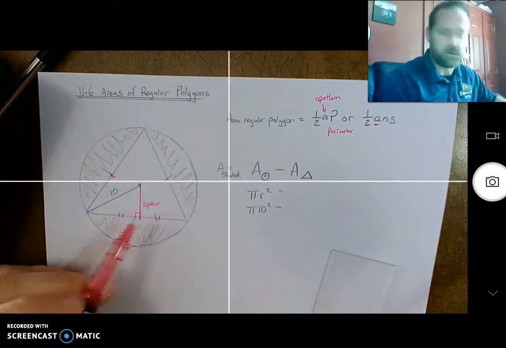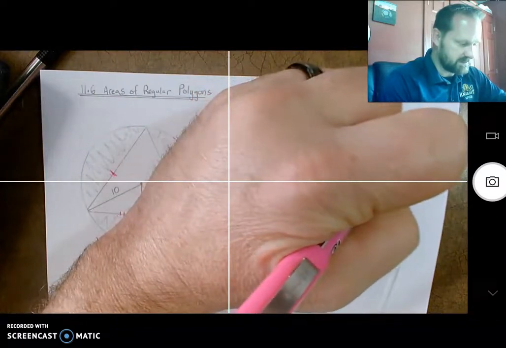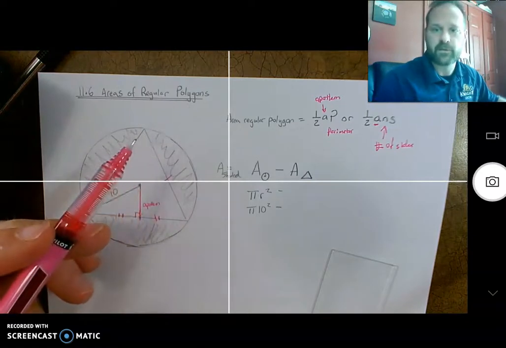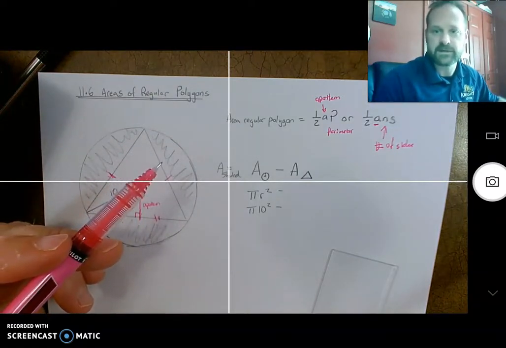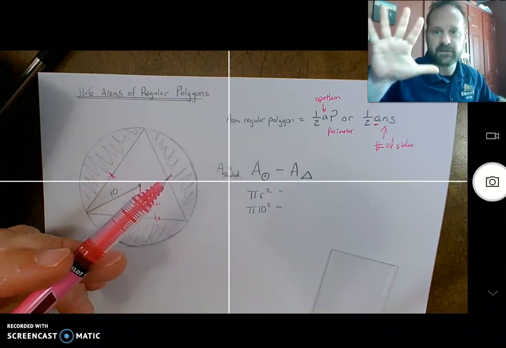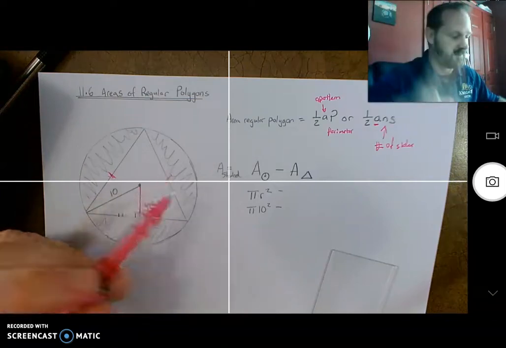Well, we don't know its value yet. N stands for number of sides, okay? That's why the perimeter of a regular polygon is just going to be the side length multiplied by the number of sides. So if it's a pentagon and the side length is 5, then it's going to be 5 times 5, because it's 5 sides and a side length of 5, okay?